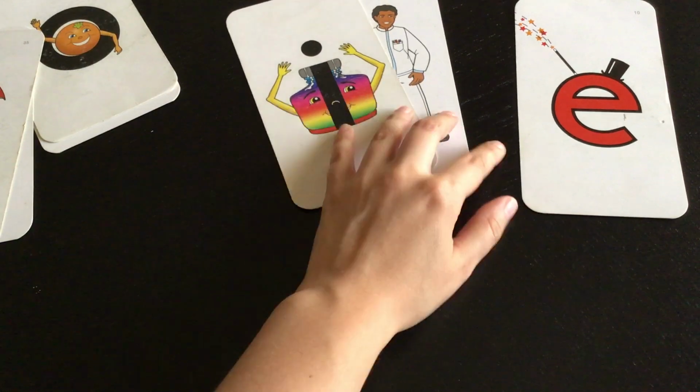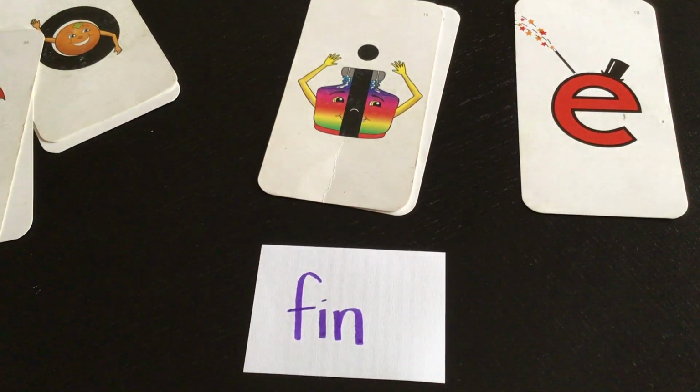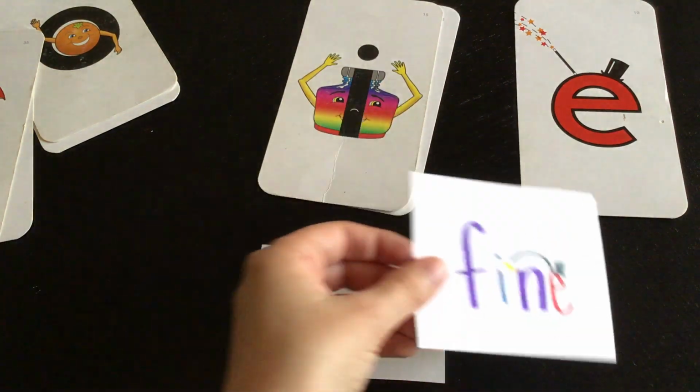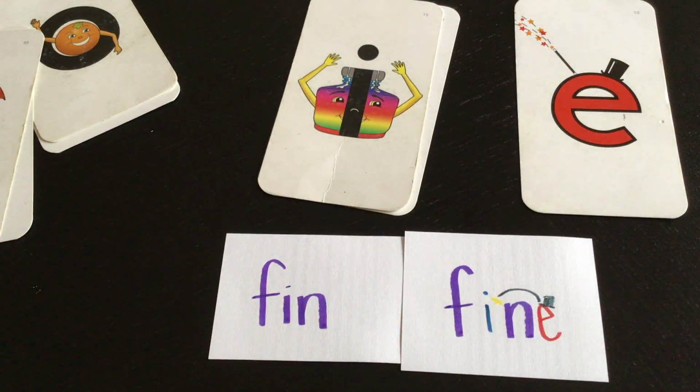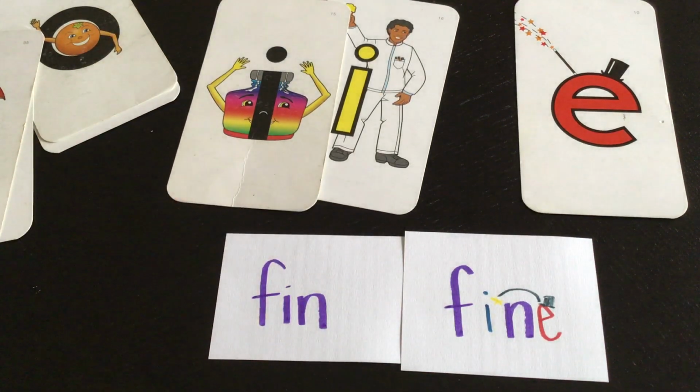Put Impy Ink back. Let's read this word. Fin, like a fish has, right? Fin. If we add a magic E to the end of the word fin, we get the word fine, fine.